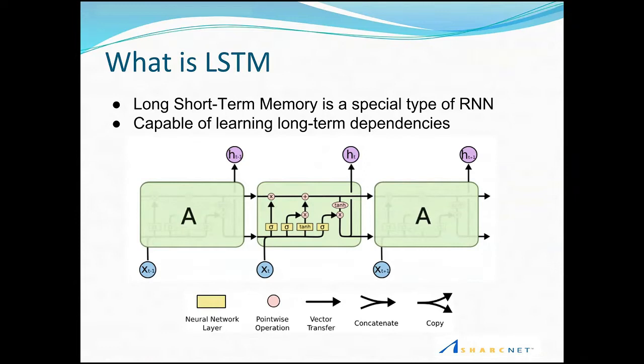So let's take a closer look at the structure. If we zoom in on the internal structure of one of the cells, you can see there's a lot of gates. There are the sigmoid gates, and there's a tanh gate. The sigmoid gates, we usually refer to as a gate to control the flow, how much we are going to allow to go through.